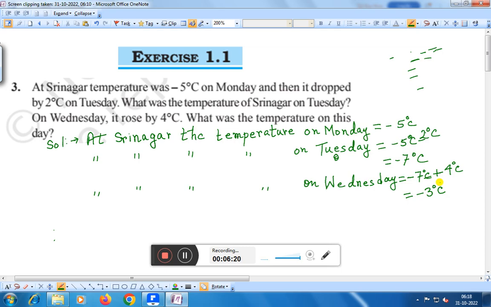Monday and then it dropped by 2 degrees centigrade on Tuesday, right? Therefore, you can say that at Srinagar the temperature on Monday is minus 5 degrees centigrade. What was the temperature of Srinagar on Tuesday? That is minus 5 and minus 2, because it dropped by 2 degrees centigrade. Dropped means minus and rose means plus, right? Therefore, minus 5 degrees centigrade minus 2 degrees centigrade, so the temperature on Tuesday was minus 7 degrees centigrade. On Wednesday it rose by 4 degrees centigrade. What was the temperature on this day? Therefore, the temperature on Wednesday is minus 7 degrees centigrade plus 4 degrees centigrade, that is equal to minus 3 degrees centigrade.